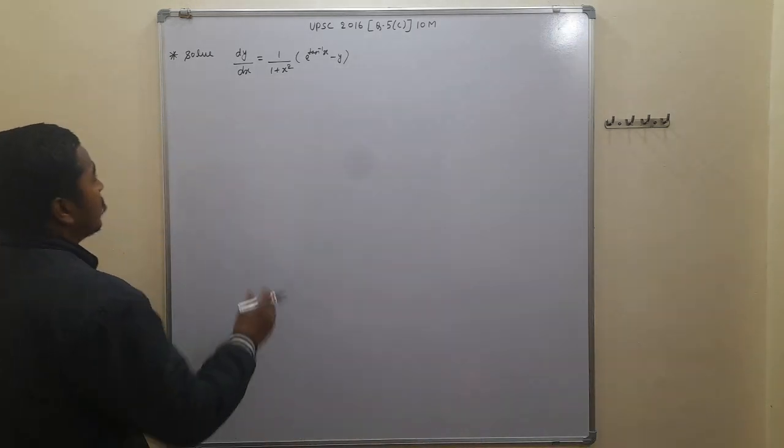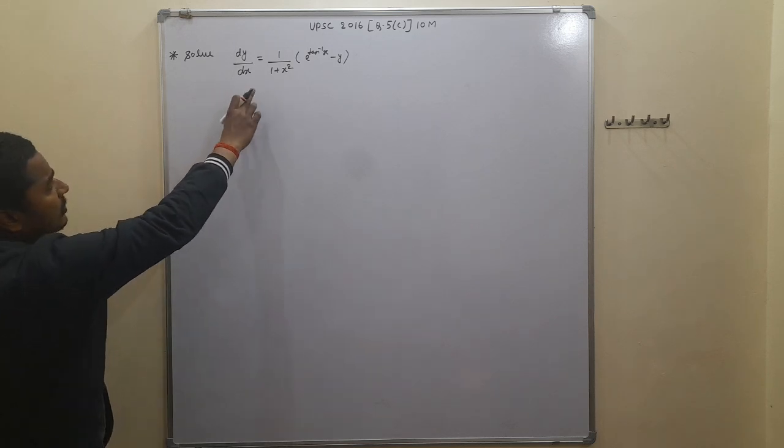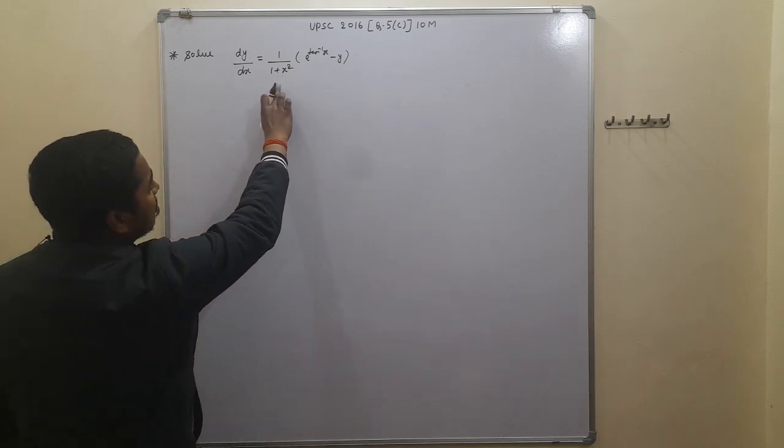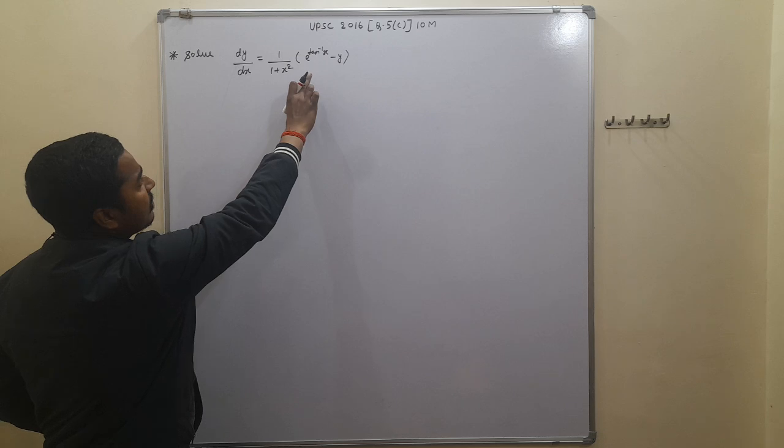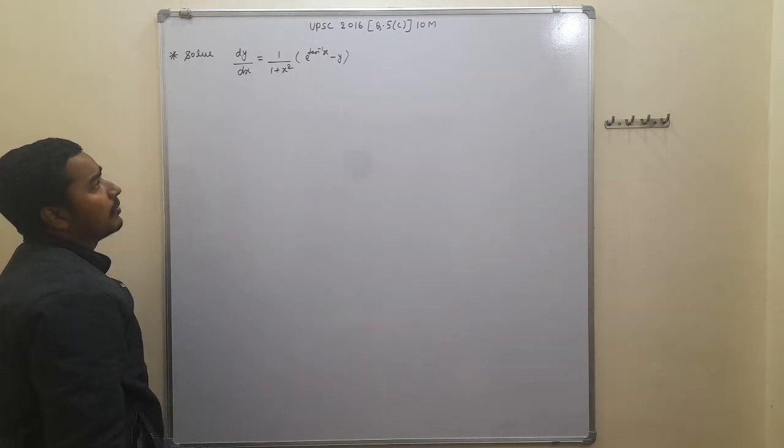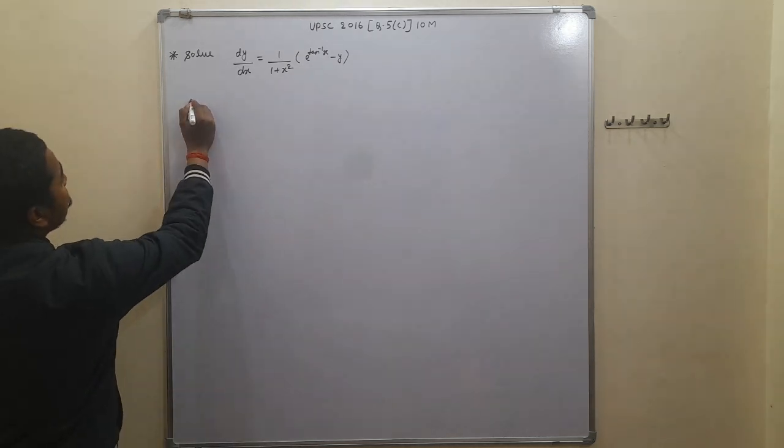Here in the question, solve dy by dx is equal to 1 upon 1 plus x square in the bracket e to the power of tan inverse x minus y. Let's solve the problem.